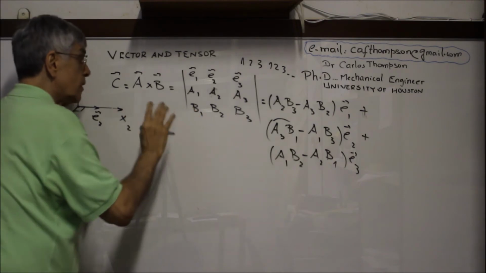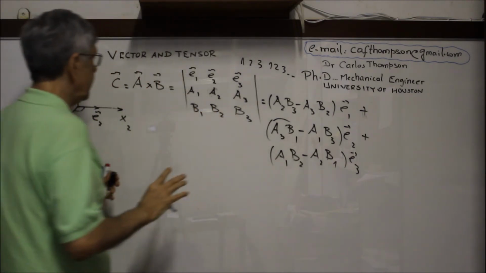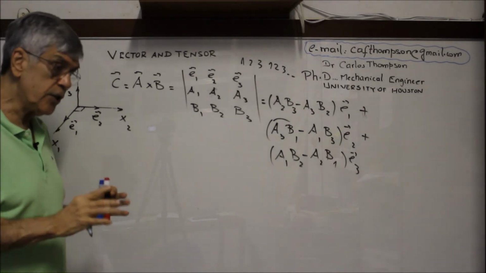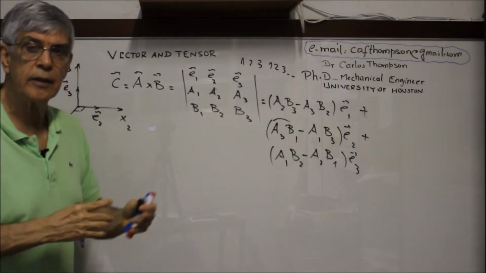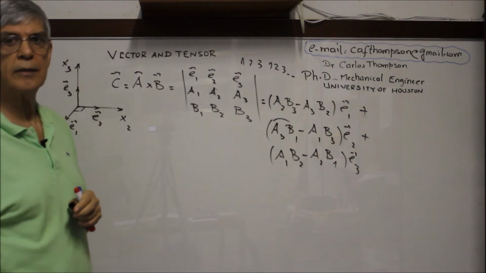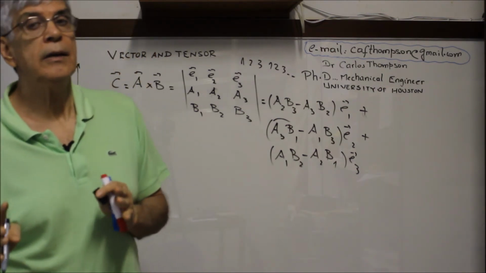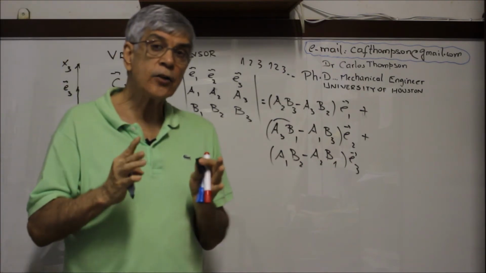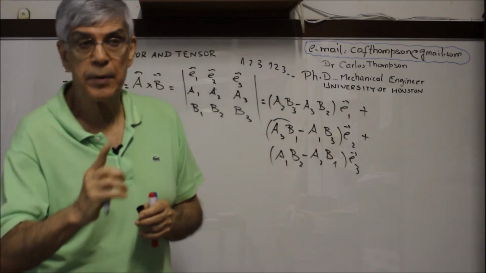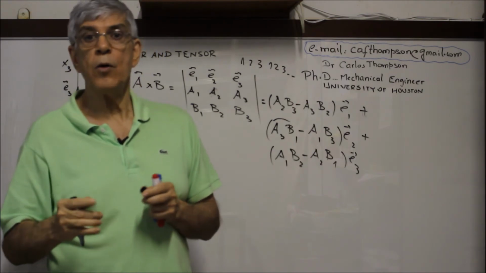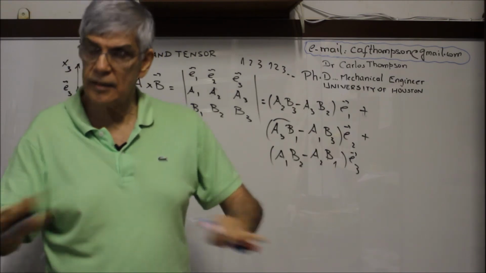Now, this is not the definition of the cross product. The definition uses geometry, as I said initially. The geometry: A cross B is a vector which lies perpendicular to a plane, and the direction obeys the right-hand rule. That's it.